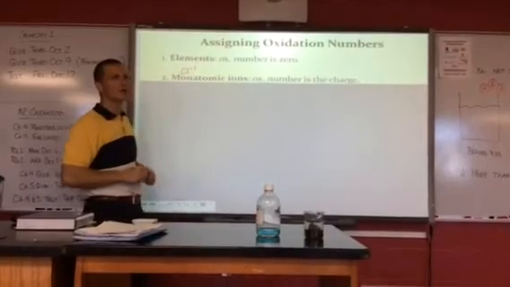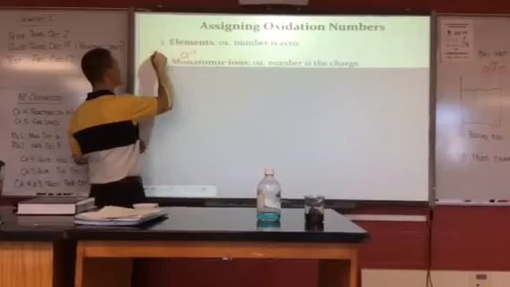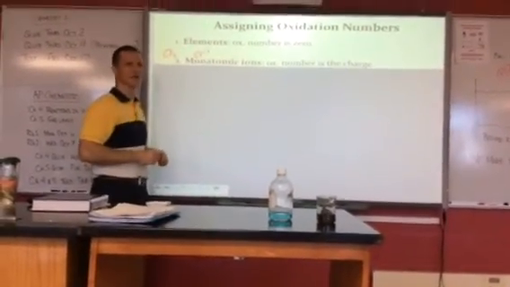Isn't chloride just an element, though? Chlorine is an element. Chlorine is a diatomic element. That would have a charge of 0, or an oxidation number of 0. Yeah, because it's chloride, but it gains an electron.